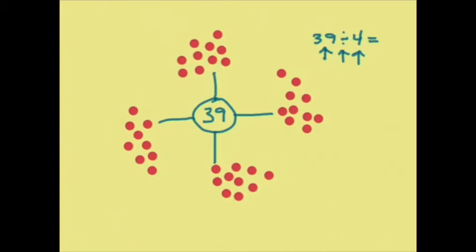Count them up. Let's count them up. 1, 2, 3, 4, 5, 6, 7, 8, 9, 10. Down here, 1, 2, 3, 4, 5, 6, 7, 8, 9, 10. Okay. Down over here now. 1, 2, 3, 4, 5, 6, 7, 8. Ooh, 9. Okay. And upstairs at the top, 1, 2, 3, 4, 5, 6, 7, 8, 9, and 10.